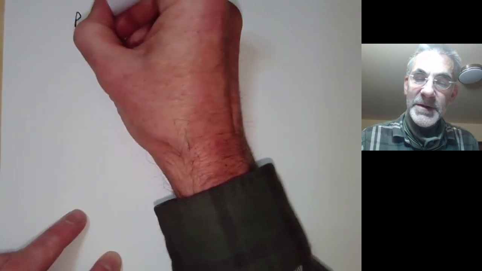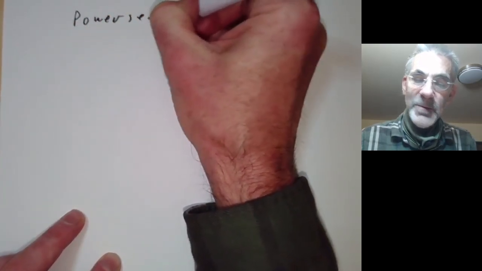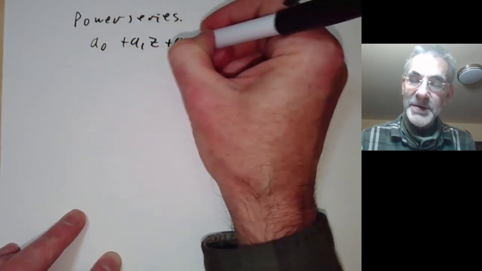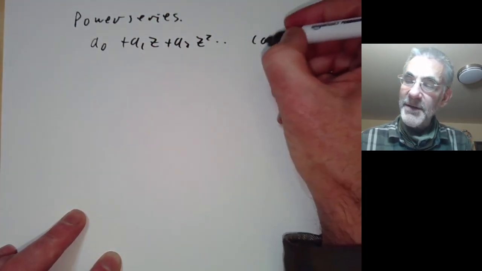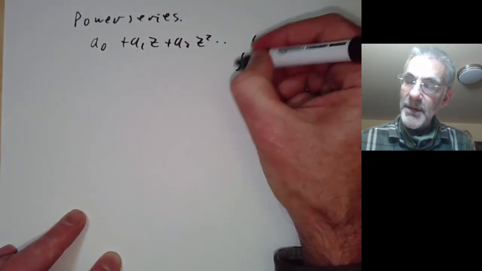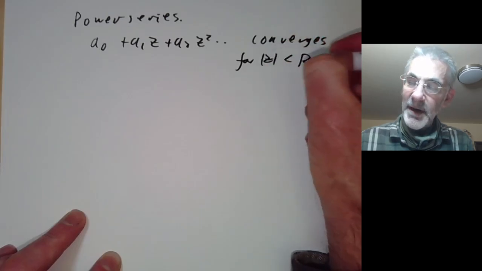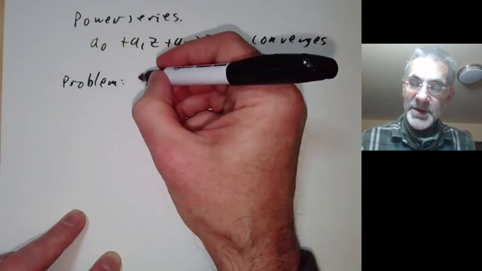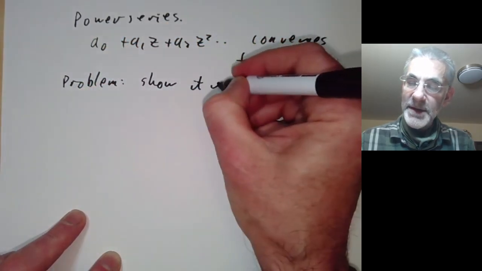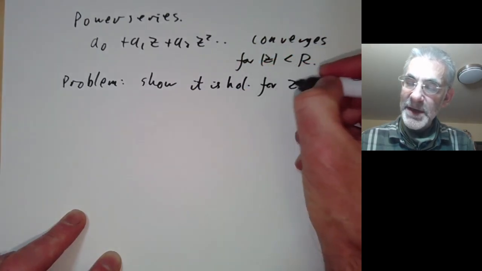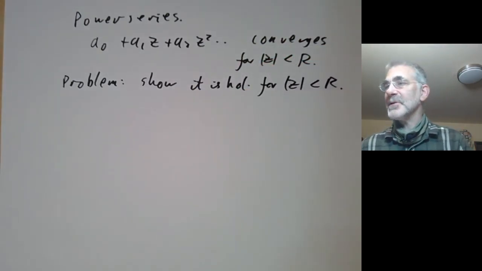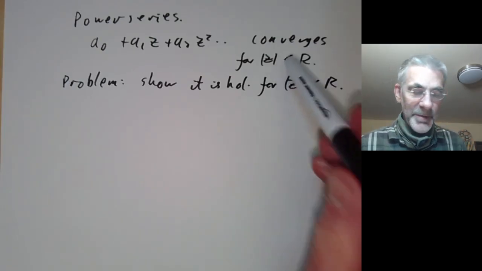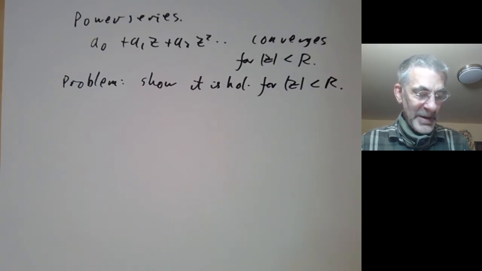Let's study convergence of power series. We've got a power series a0 plus a1 z plus a2 z squared and so on, and let's suppose it converges for |z| less than R. The problem we want to solve is to show it is holomorphic for |z| less than R. And as we saw in some previous examples, we've got to be a bit careful because the convergence need not be uniform.